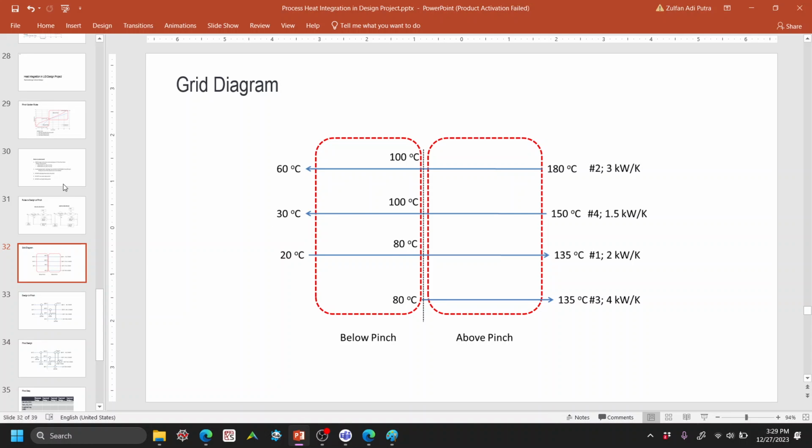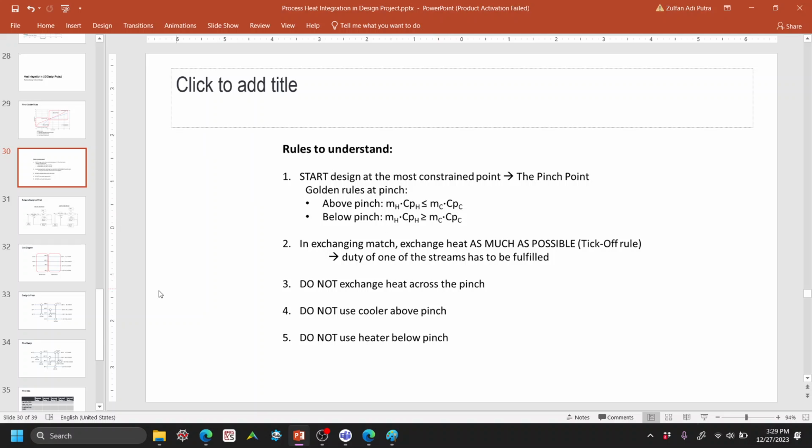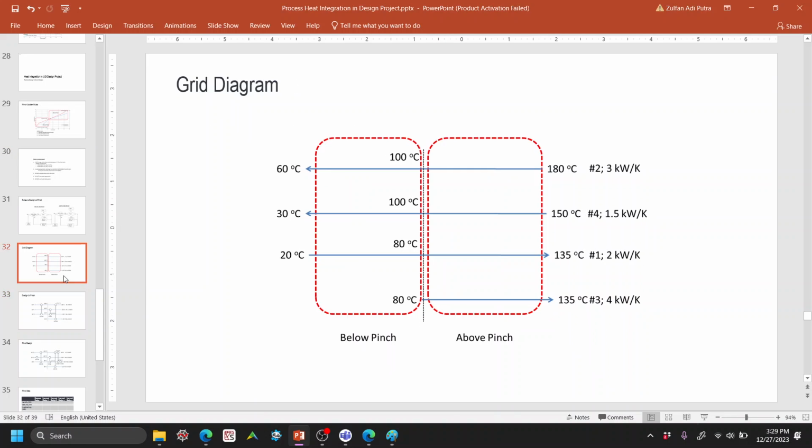It's something that you don't have to memorize. It is here, that one, but I skip it. So when we obey that rule, above pinch, we will have to select the MCP of the cold bigger than MCP of the hot. So this is hot stream, these are cold streams. The only match is that this hot stream can be matched with that one, right? 1.5 and 2, and then this stream can be matched with that one, and then below pinch we can match, the hot stream should be higher, so that one with this one, yeah, this one with that one.